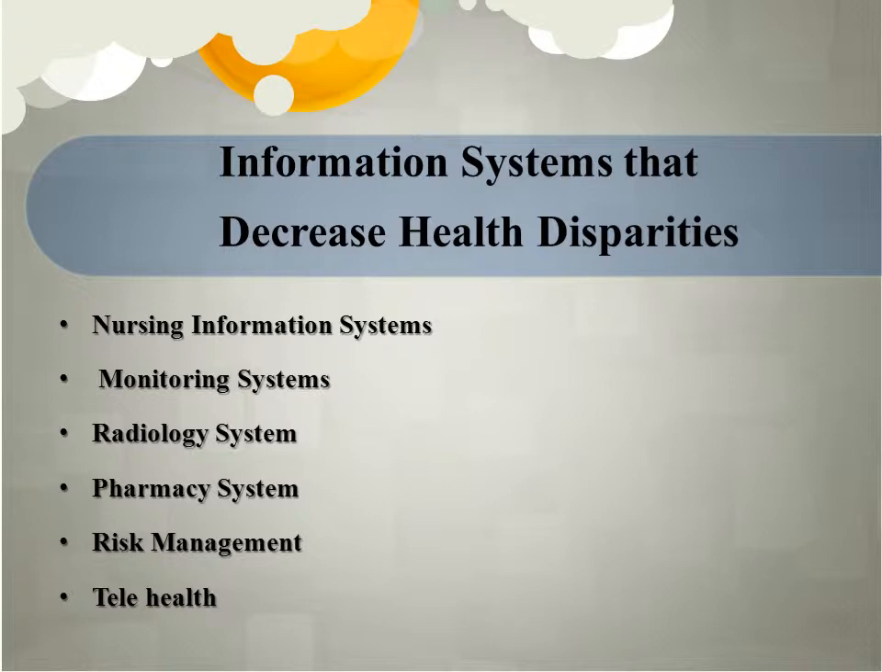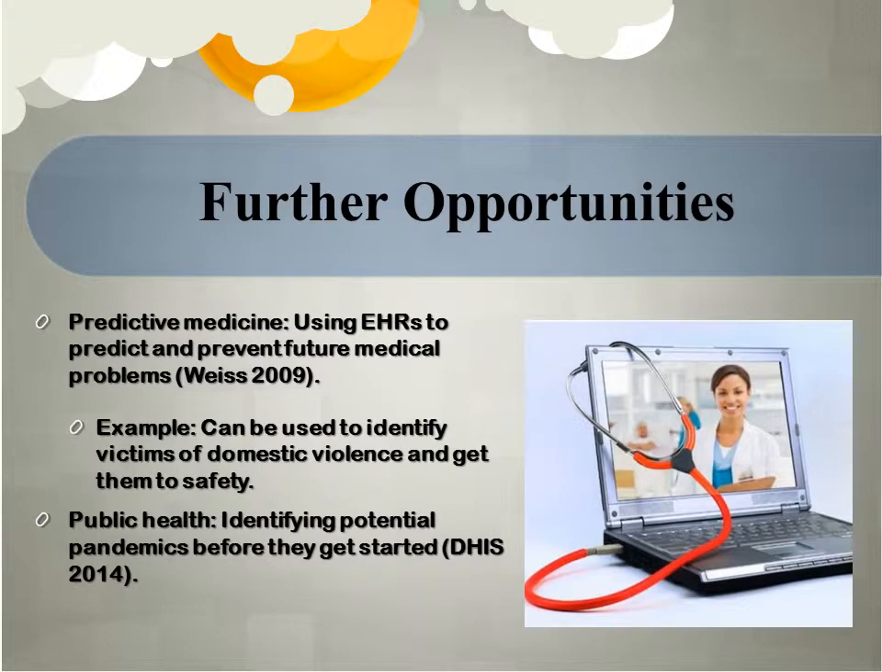Information systems that decrease health disparities. For instance, the nursing information system, monitoring system, radiology system, where the diagnostic tests are ordered, procedures are sent out, the patients are educated, appointments are made. The pharmacy system, which is very important, helps prevent and identify medication errors. Risk management, where patients at risk are identified early, so corrective action can be taken from one organization to the next.